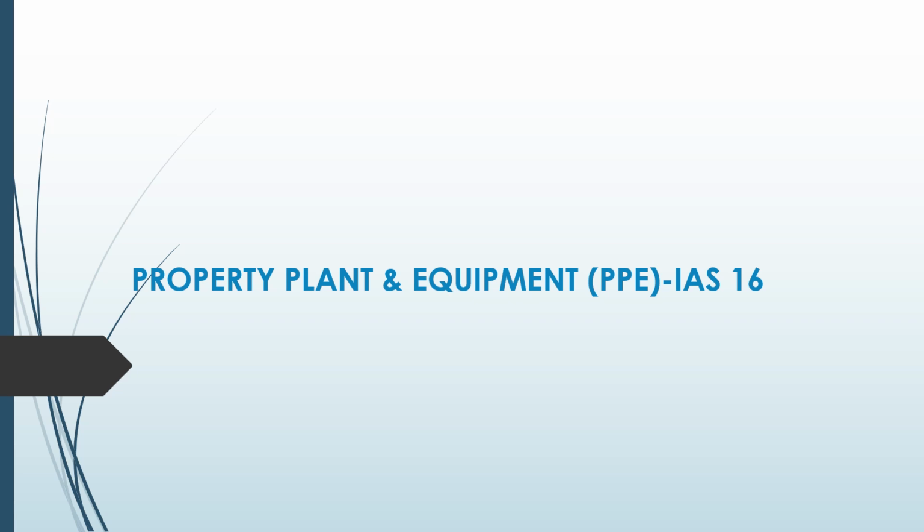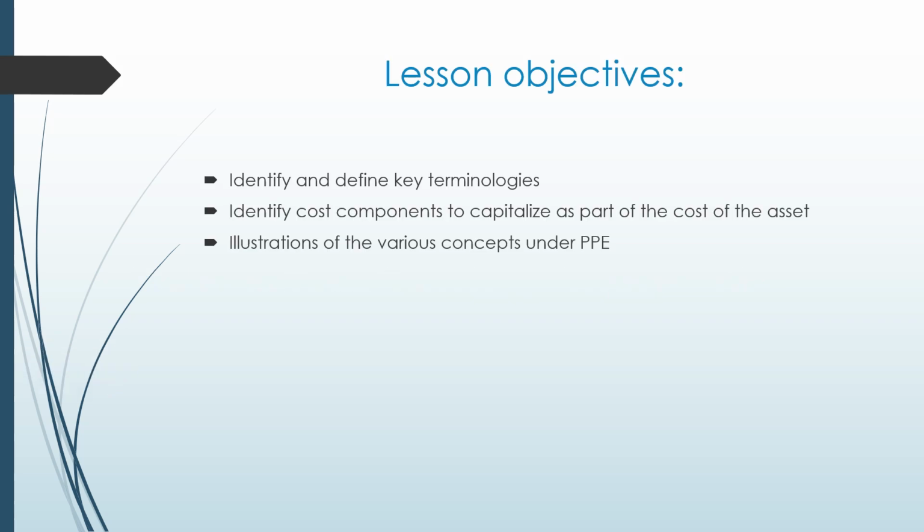To continue from our last week's discussion, last week we dealt with IAS 2, accounting for inventories, and today we are going to continue with our asset standards, and we'll be looking at IAS 16, property, plant, and equipment. So our lesson objectives today are to identify and define key terminologies, to identify cost components to capitalize as part of the cost of the assets, and then to demonstrate how to apply the various concepts under PPE.